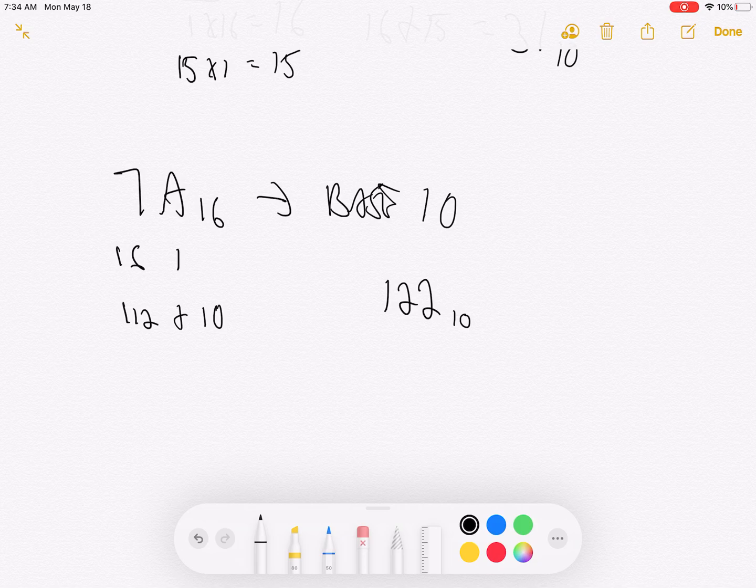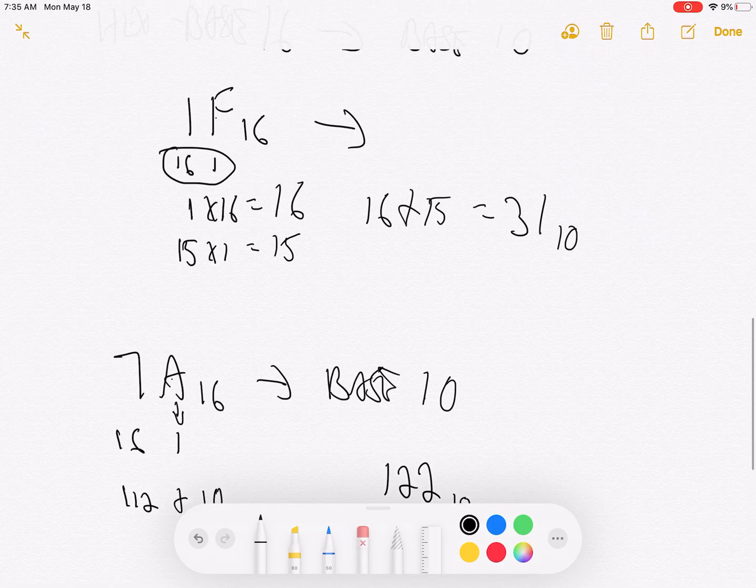Okay, so what's important here is you understand that this column here, the 1s, that's A is 10, 10 times 1, and this is the second column, that's a 16s column. 7 times 16 should be 112, I believe.